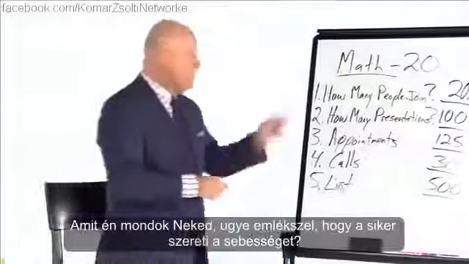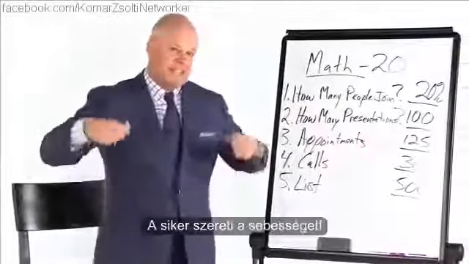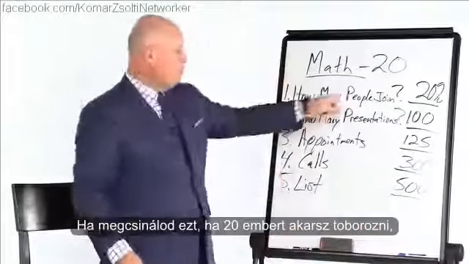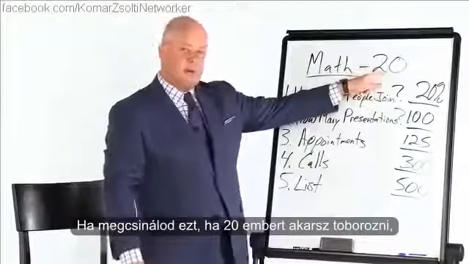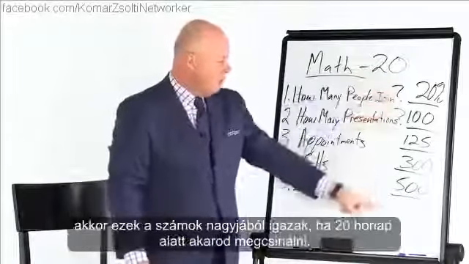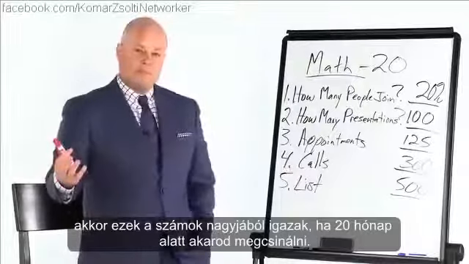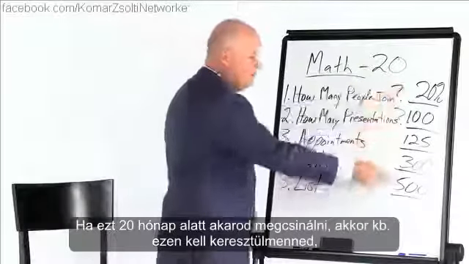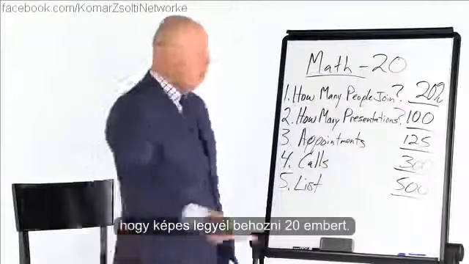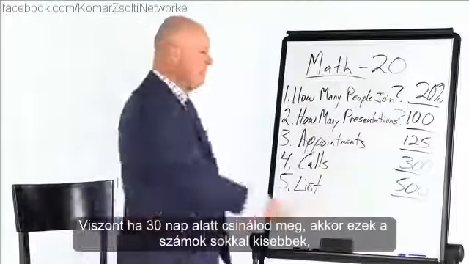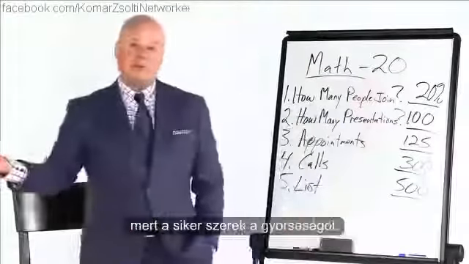Here's what I will tell you. Remember I said success loves speed? Success loves speed. If you want to recruit 20 people, these numbers are about right if you did it over the course of 20 months. If you did this over 20 months, this is about what you'll have to go through in order to be able to bring in 20 people. But if you do it in 30 days, these numbers are much less because success loves speed.